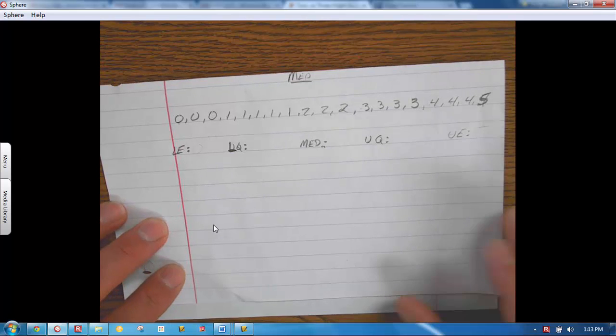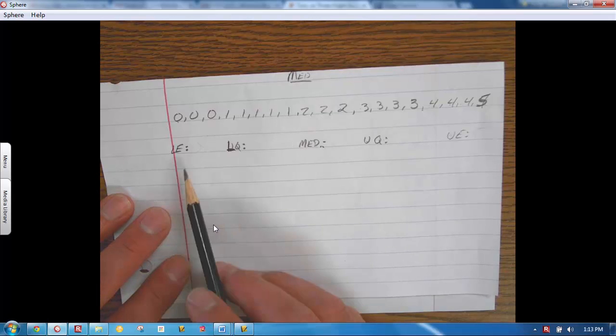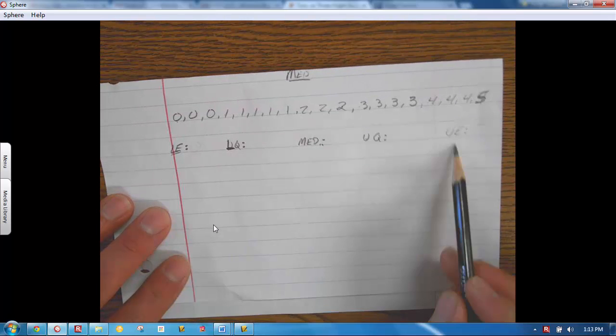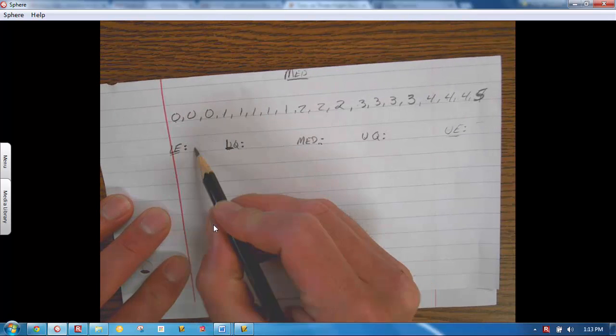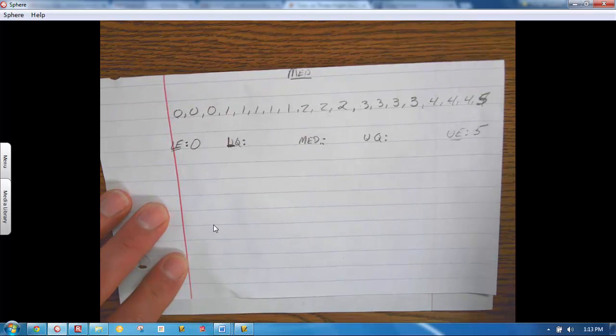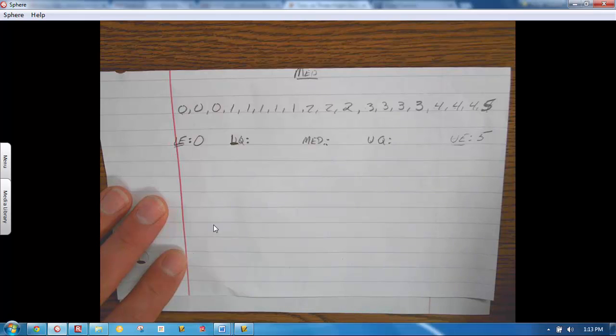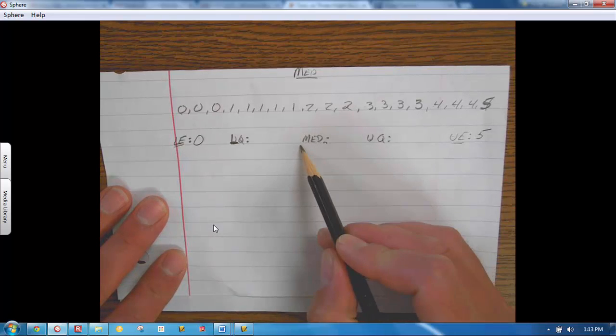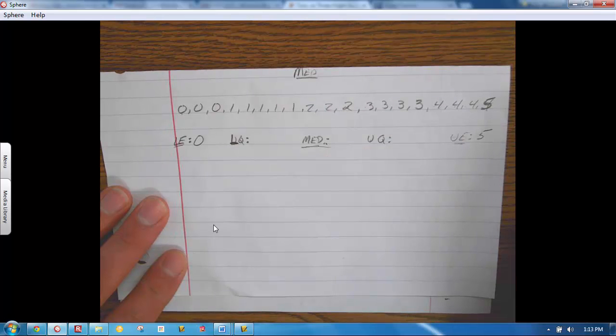So first thing we identify, that's kind of the easy part, that's the lower extreme and the upper extreme. And that's simply just your lowest value and your highest value. So 0 and a 5 for that one. In terms of the quartiles, we need to figure out what the median is first. The median, that just means your middle number.